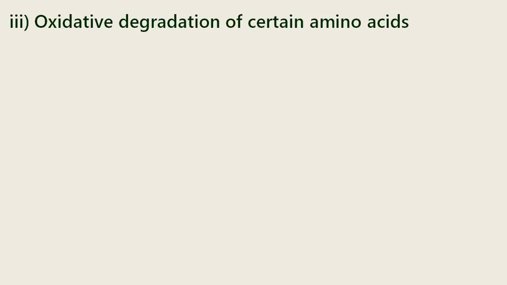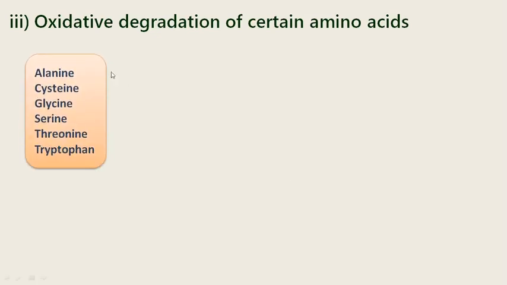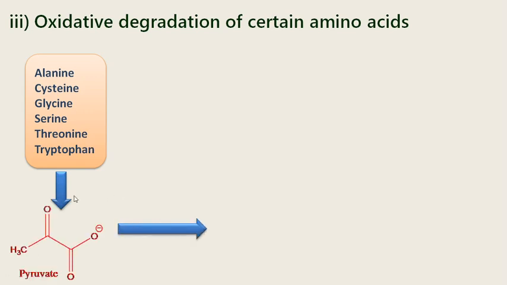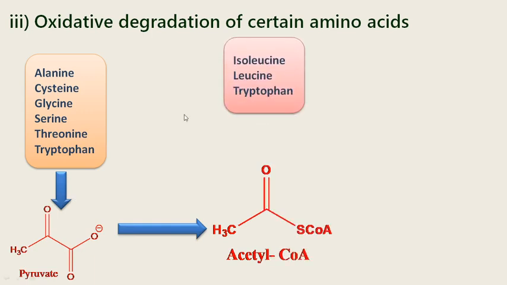And in third way, oxidative degradation of certain amino acids also gives rise to acetyl coenzyme A. These amino acids, alanine, cysteine, glycine, serine, threonine and tryptophan, give rise to pyruvate, and from this pyruvate acetyl coenzyme A is formed. And other amino acids, isoleucine, leucine, and tryptophan, directly give rise to acetyl coenzyme A.